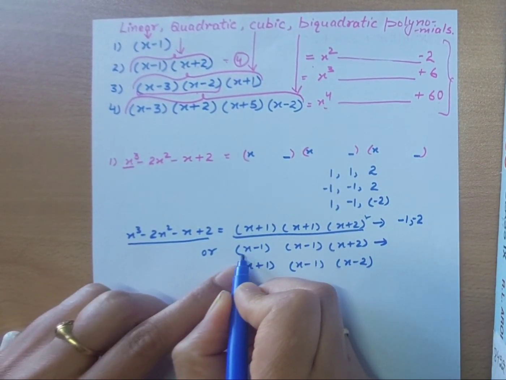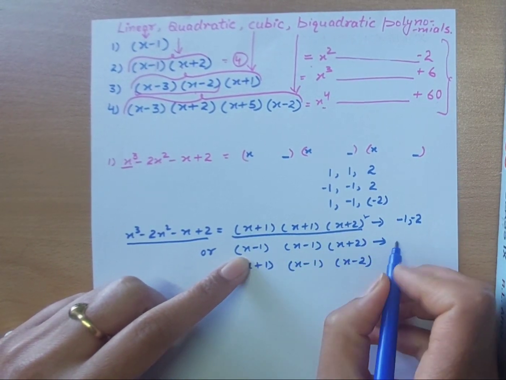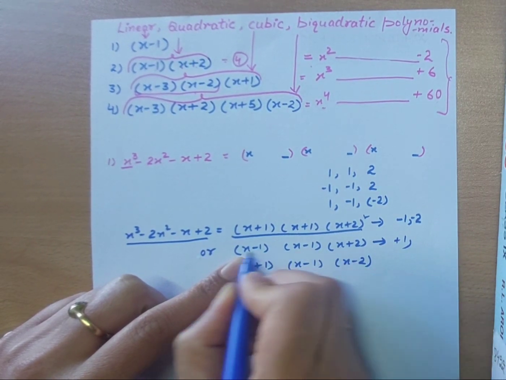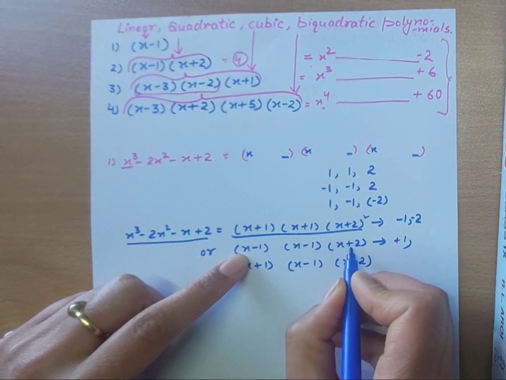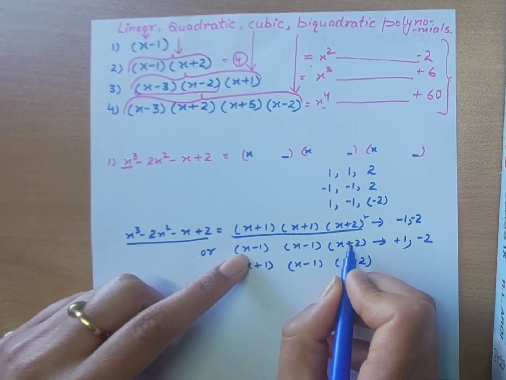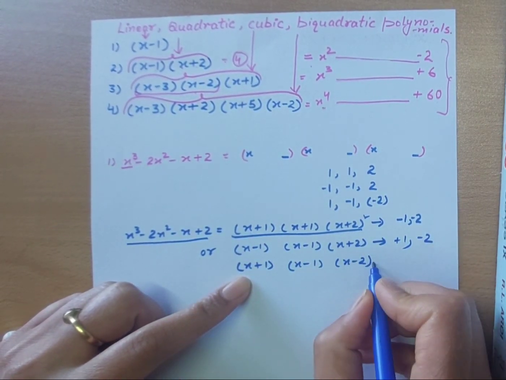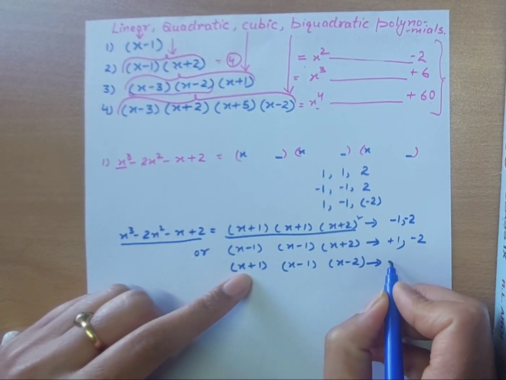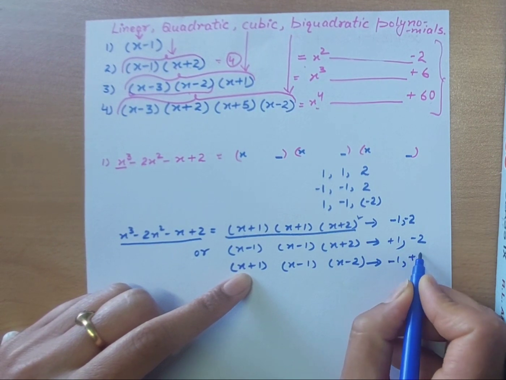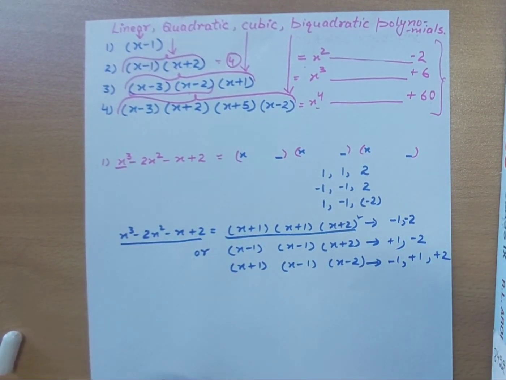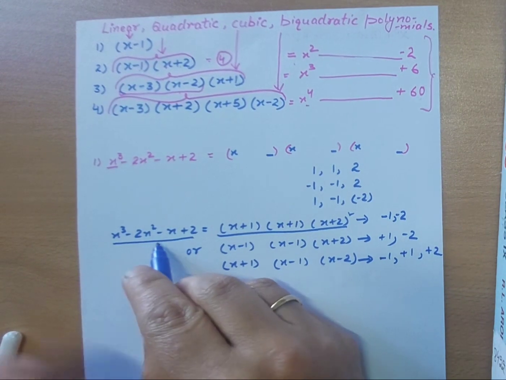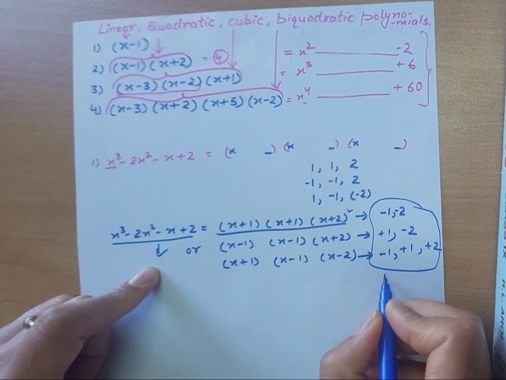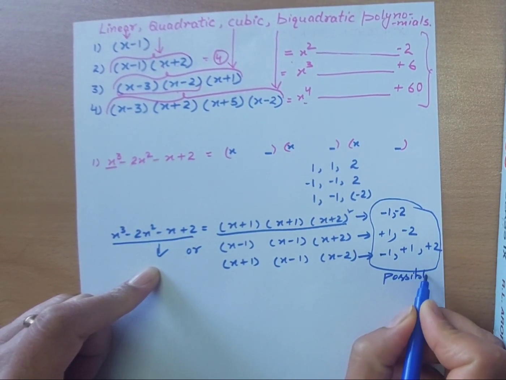Here, these three become 0 if instead of x we put positive 1, or if instead of x we put -2 here, -2 here, and -2 here. And as this turns out to be 0, it will make all of them 0. And here the possible zeros for all of them are -1, +1, and +2. Okay, now this thing is confirmed, that this expression is going to become 0 with either of these values. So these are the possible zeros. These are called possible zeros.